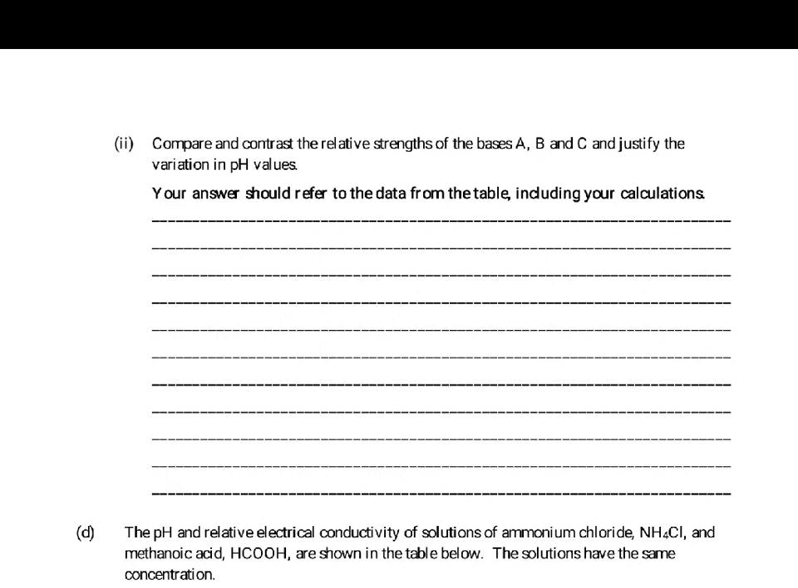Right, on to part 2: compare and contrast the relative strengths of the bases and justify the variation in pH values. So what we can see is B and C are both strong bases. And the reason why is the concentration of hydroxide ions in the solution is the same as the original concentration. And what that means is they fully ionize or dissociate. Okay, so because the two concentrations are the same, they fully ionize, therefore it is a strong base.